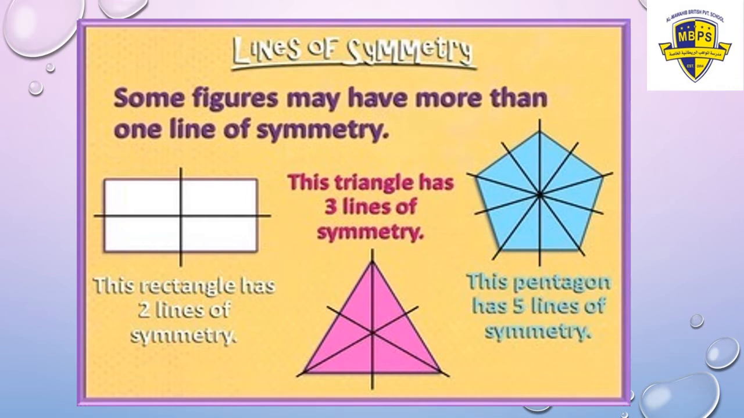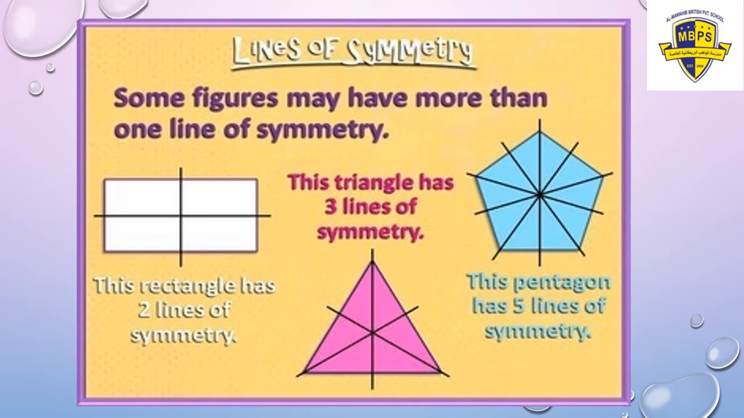Now, let's have a look at the triangle. Can you count and tell me, children, how many lines of symmetry does this triangle have? Very good. The triangle has got 3 lines of symmetry. Now you can see that the lines are diagonal, okay, and also the line is vertical. So we have 3 lines of symmetry for this triangle.